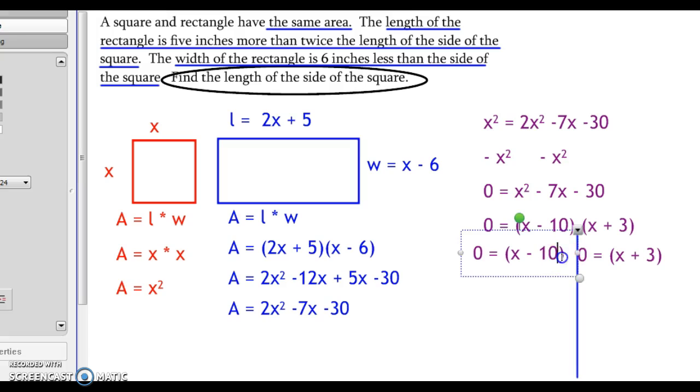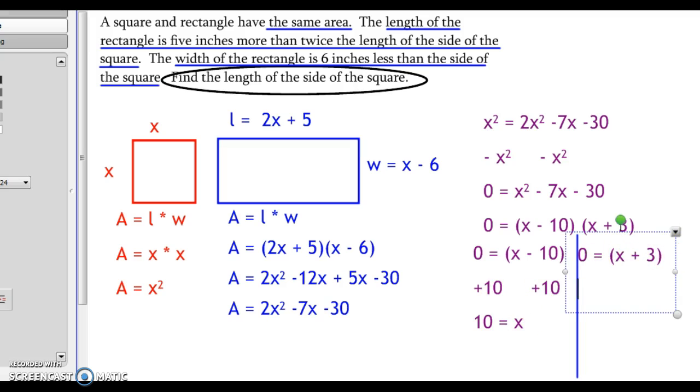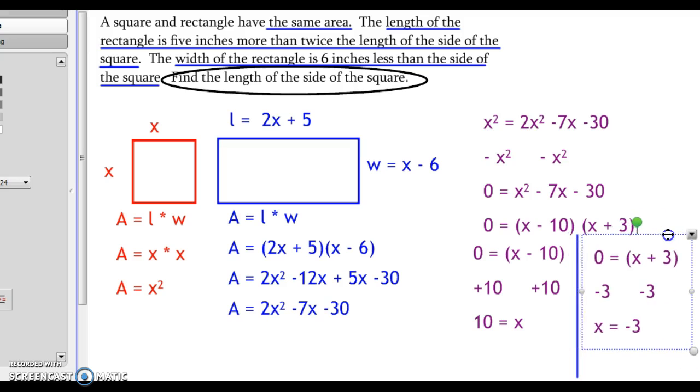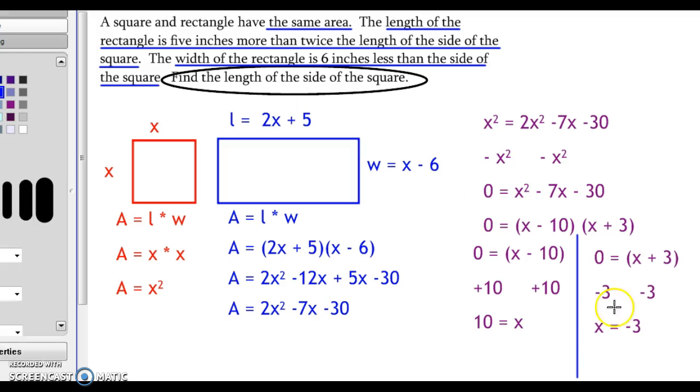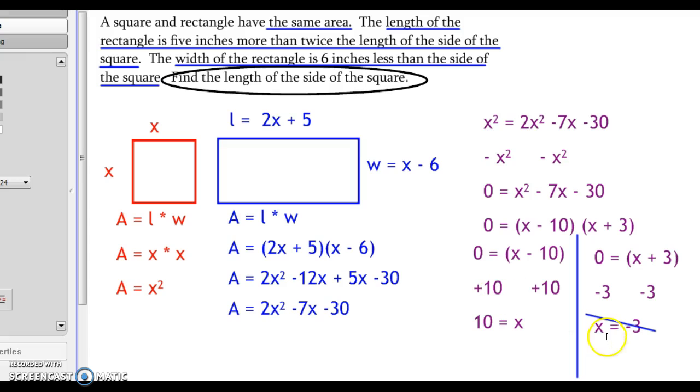On both sides we're going to solve for x, so here we'll add 10 to both sides, and we get 10 equals x. That seems to be pretty logical to me. On this side though, something odd is going to happen. We're going to subtract 3 from both sides, and we're going to get x is equal to negative 3. On this side, we're going to eliminate this answer. We can say underneath it, we can type the word rejected.